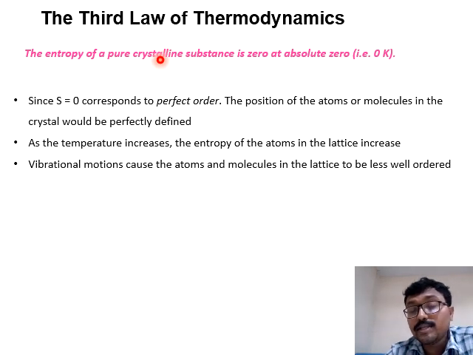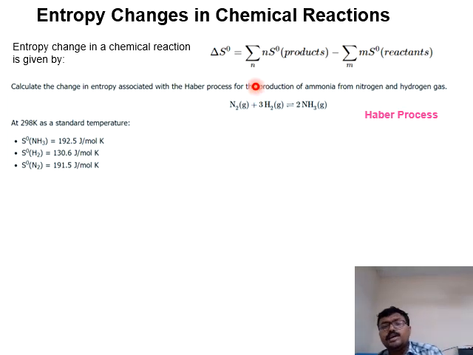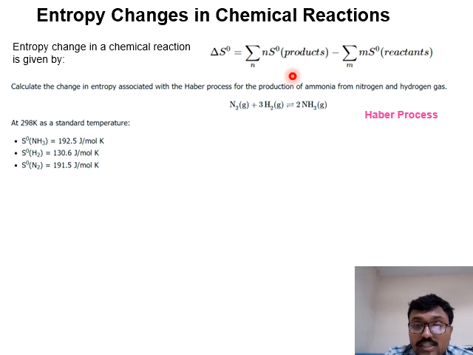So regarding entropy, there is a law called the third law of thermodynamics. It tells that the entropy of a pure crystalline substance is zero at absolute zero temperature, means 0 Kelvin. So next, the entropy change of a chemical reaction we can easily calculate. If we know the chemical reaction, we have to calculate the entropy of products minus the entropy of reactants. In that way, we can calculate the entropy change of a reaction.